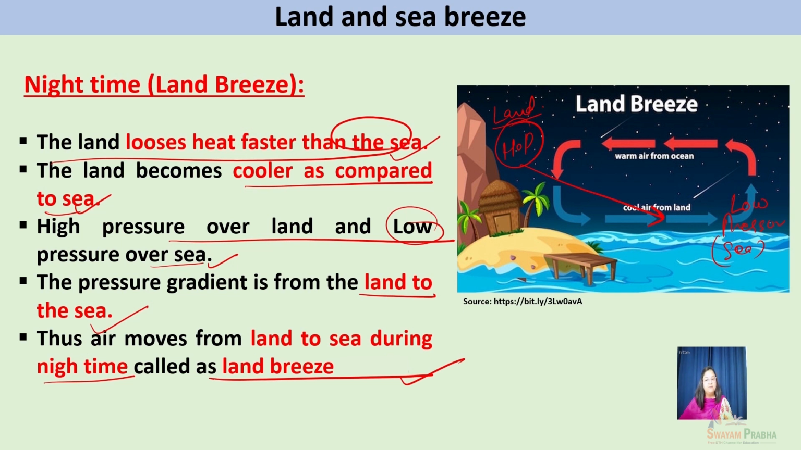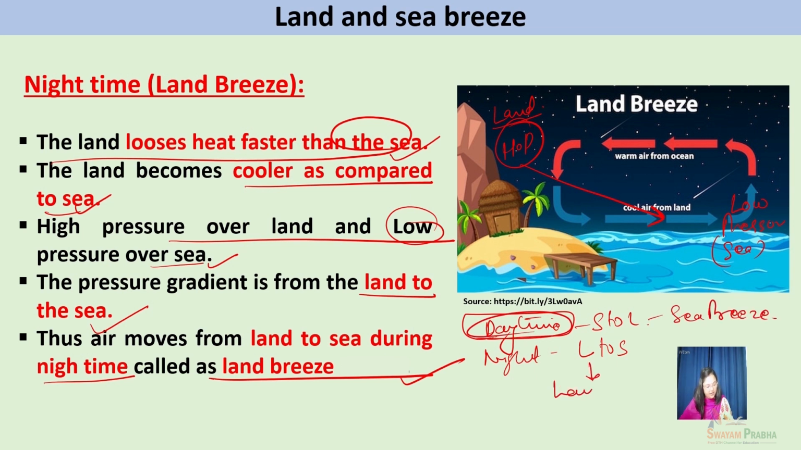So you can see complete reversal of wind cycle during the two time periods in a particular day. While during the daytime, the pressure gradient is from sea to land. During the night time, the pressure gradient is from land to sea. So daytime you have sea breeze and nighttime you have land breeze.